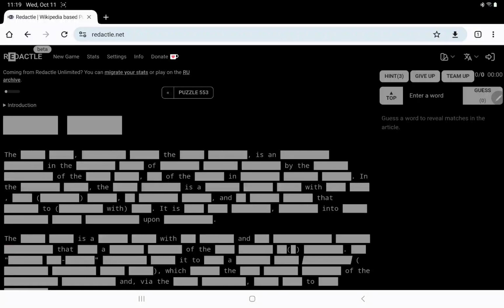Let's play Redactle number 553 on Wednesday, October 11th. Difficulty looks very low, so hopefully it's going to be an easy one. 5-5, the 5-5. 9-6, the 5-8.